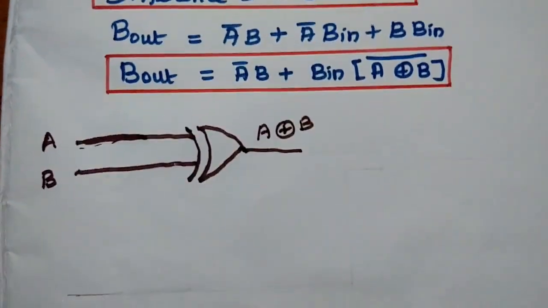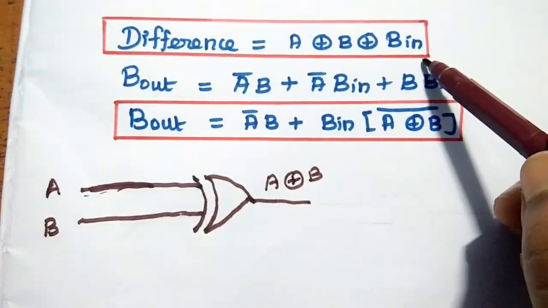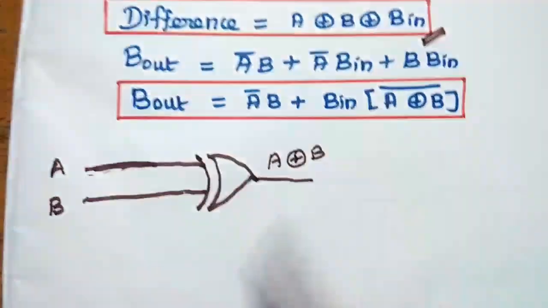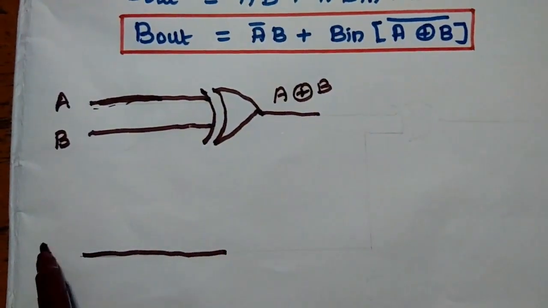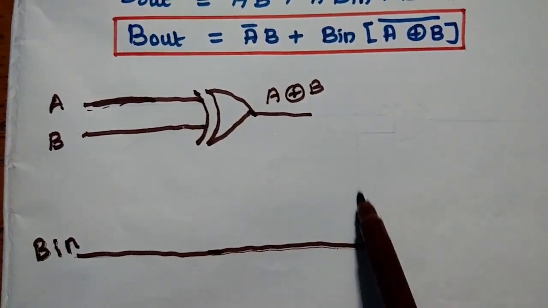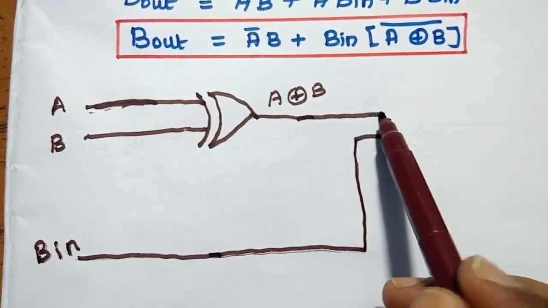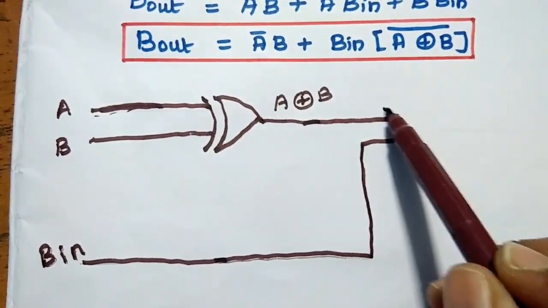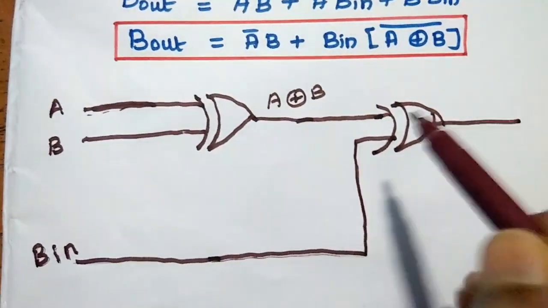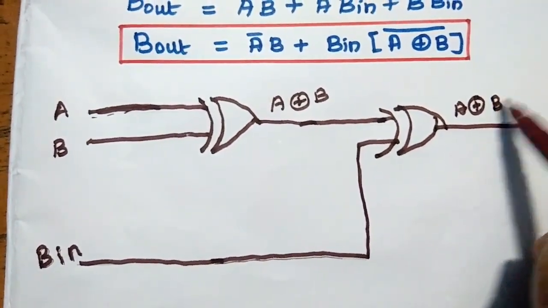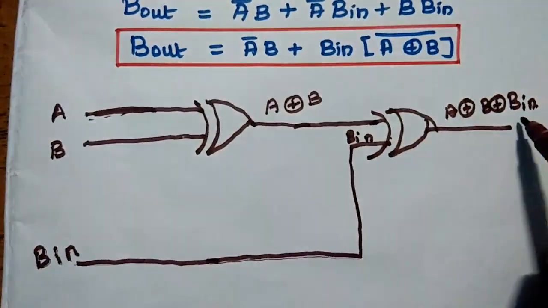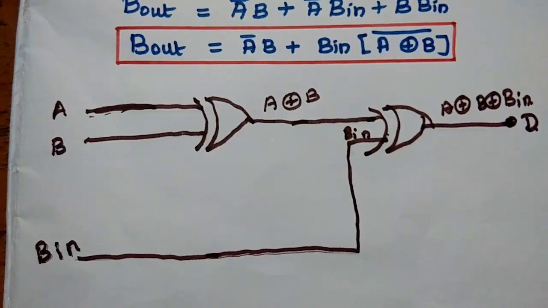Here we need one more XOR gate to obtain the XOR of A, B and B in. So consider there is the third input for this full subtractor. We have to take this value along with the output of the first XOR gate. So now we can obtain the difference as A XOR B XOR B in. Correct? So here it is B in. So this is the difference value.